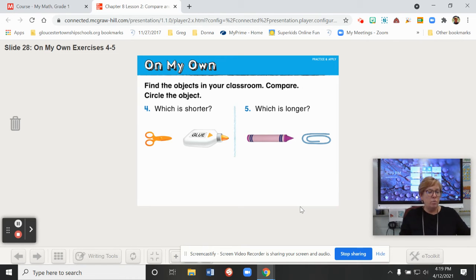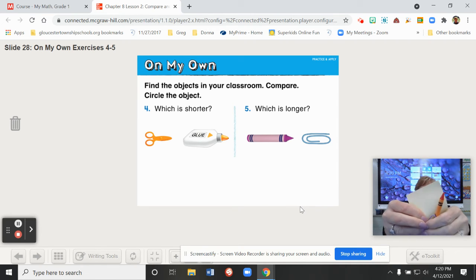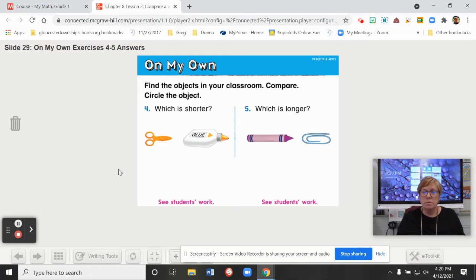Now they have number five, which is longer? Which is longer? Here we go. Crayon compared to, I feel like I need to put paper behind this so you can see this better. All right, I do have it to the end, it's just my fingers are in the way. There we go. Which is longer? And here we go. Which one is shorter? That's right, the scissors. And which is longer? The crayon. They don't know which kind of crayon you're using: a new one like this, or maybe a piece of one. So that's why it says see students' work. But I'm showing you, so that might be a little more helpful.